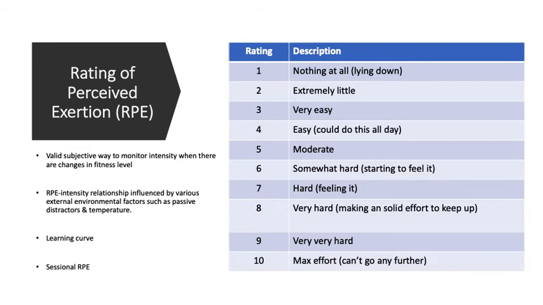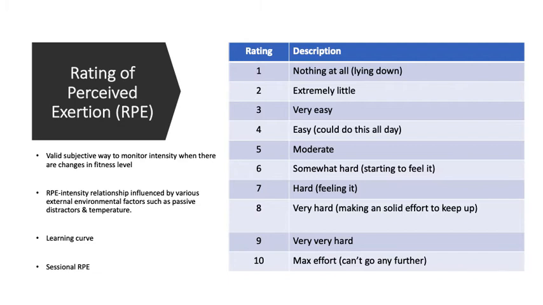The next method of monitoring intensity is rating of perceived exertion, or RPE, using the Borg scale or a modified Borg scale. The figure on this screen is a modified Borg scale of 1 to 10. This is obviously modified from the 6 to 20 original Borg scale. What's been shown is that RPE is a valid subjective way to monitor intensity when there are changes in fitness level. The caveat to this is that your client needs to know how to properly use this chart, and with more familiarity and use of an RPE scale, the better they are at gauging their intensity. So there is a learning curve to this.